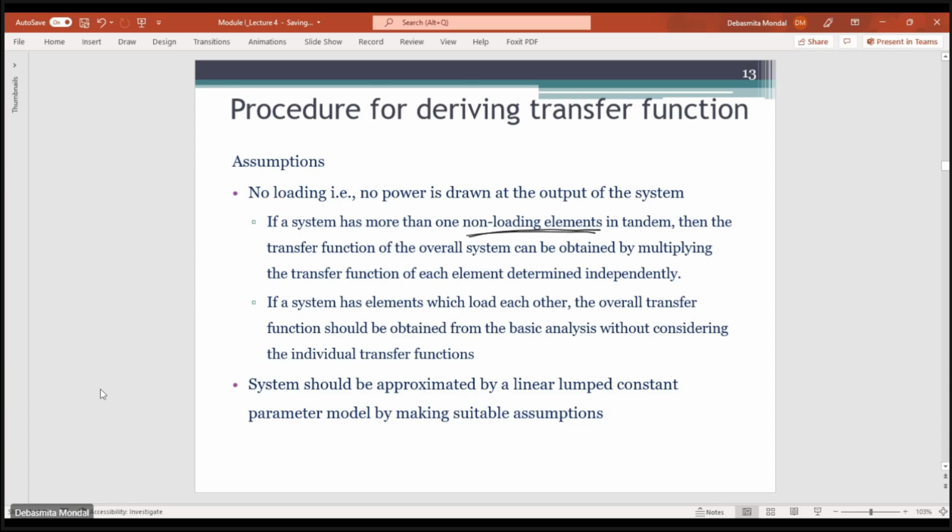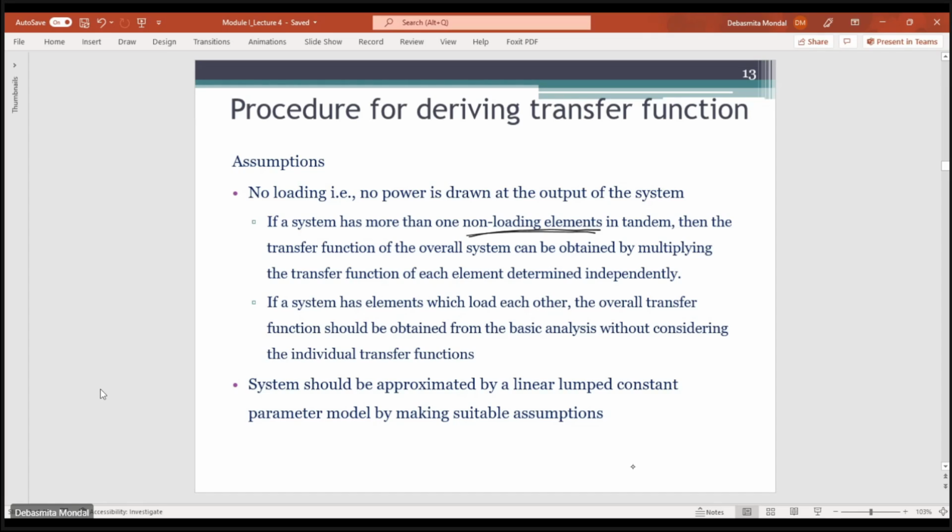But what happens if there are two elements which are loading each other? So the second element is actually loading the first element. In that case, you cannot use just the multiplication of the individual transfer functions. What you need to do is go back to your basic analysis. You have to write the differential equation model, take the Laplace transform, and step by step follow and find out the output by input, that is the transfer function.